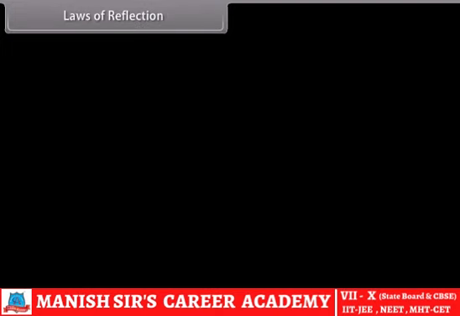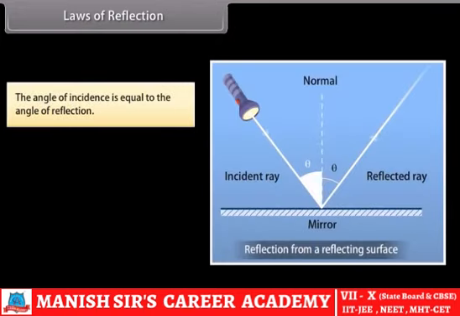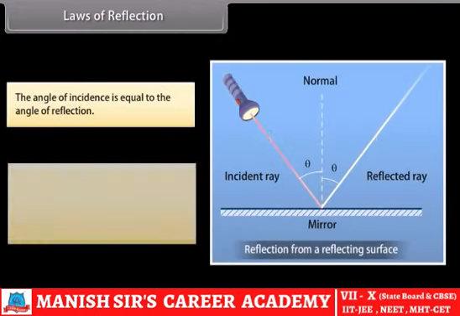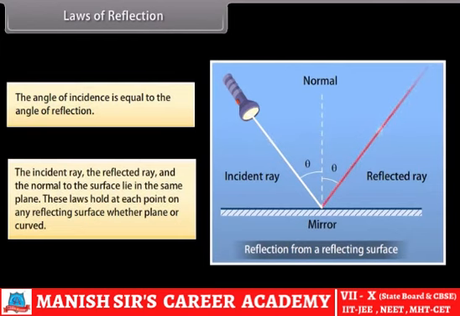Laws of reflection. The angle of incidence is equal to the angle of reflection. The incident ray, the reflected ray, and the normal to the surface lie in the same plane. These laws hold at each point on any reflecting surface, whether plane or curved.